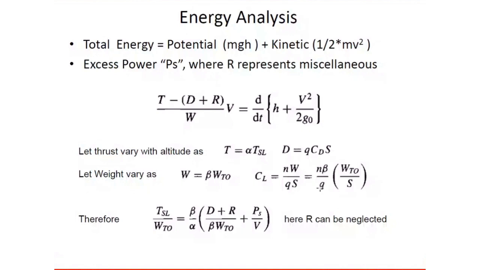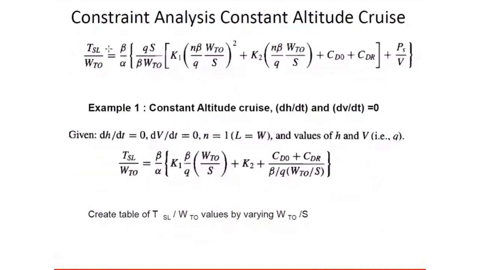So again you are saying that TSL, sea level thrust by maximum takeoff weight, is equivalent to beta by alpha. Beta you can specify; it could be 1 or it can't be 0, because that means everything else is consumed. Beta could be 1 or somewhere between 0.4 or 0.5, meaning 60% fuel is consumed or whatever. Alpha is the way the thrust changes with altitude. At sea level, alpha is 1. At higher altitudes, you have to find out what the alpha is.